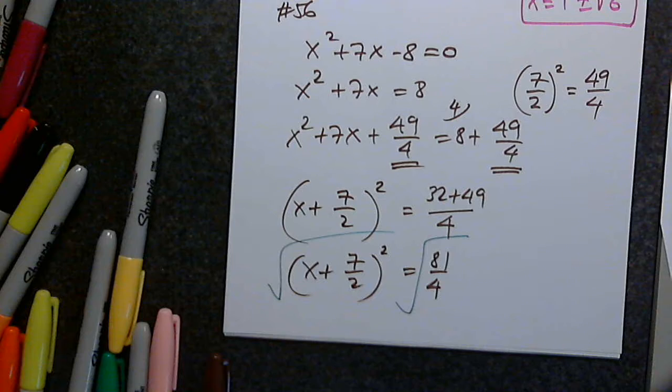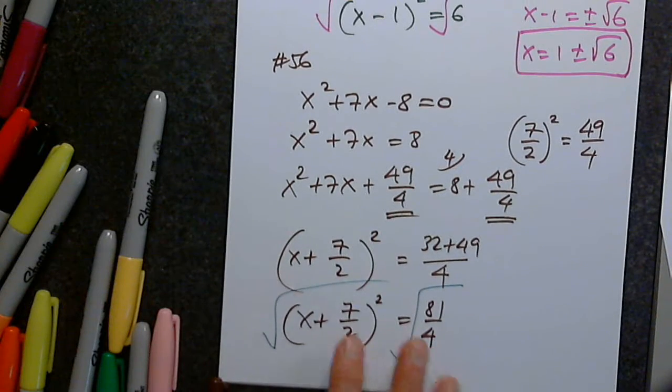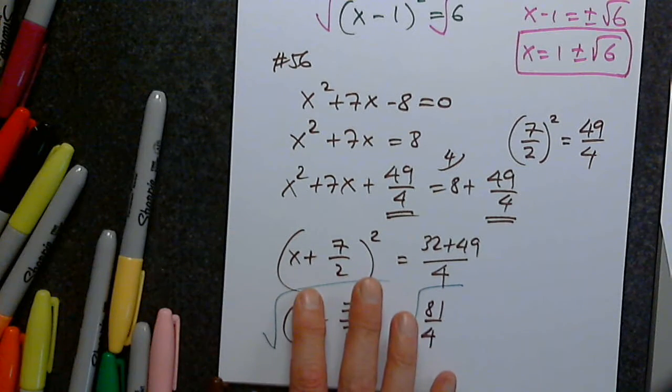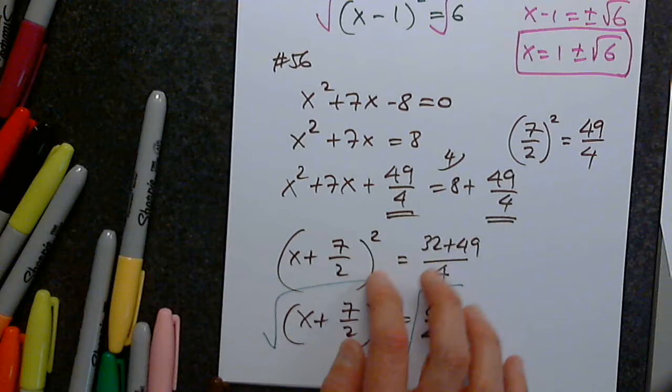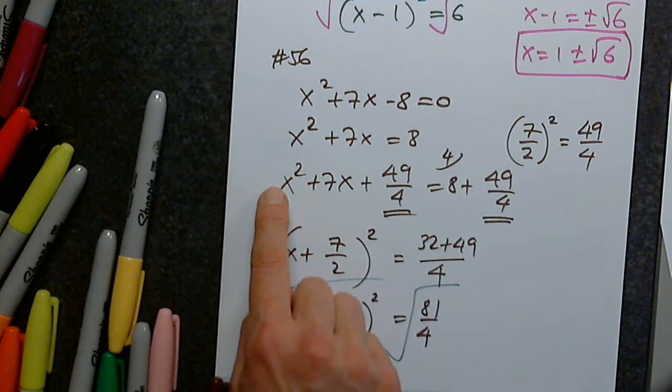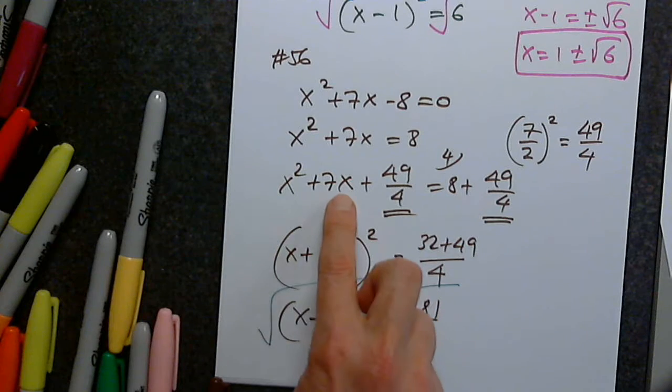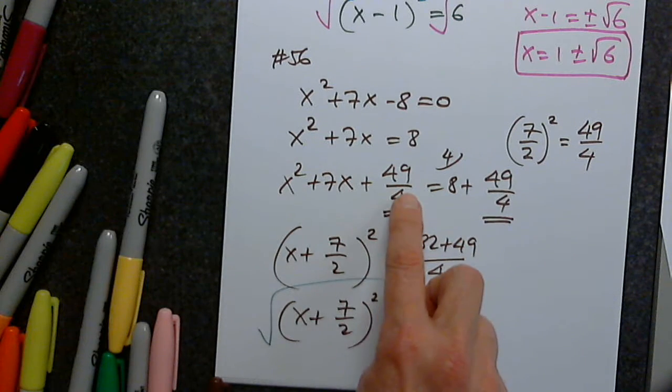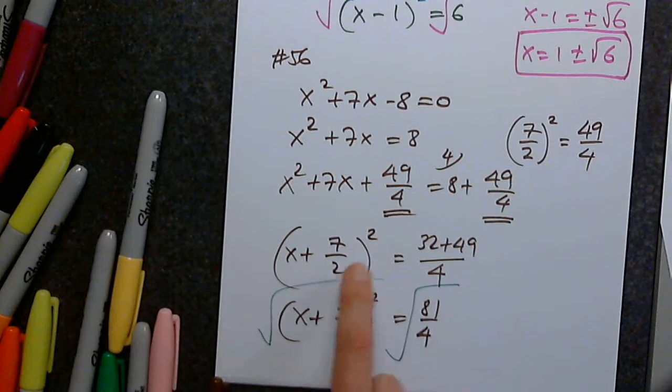So where did we get the 7 over 2, right before you did the square root property? Where did that come from? First handout on the first day of classes. When I square this, I get 3 terms. The first term squared plus 2 times the first times the second plus the second term squared. 7 halves squared is that.